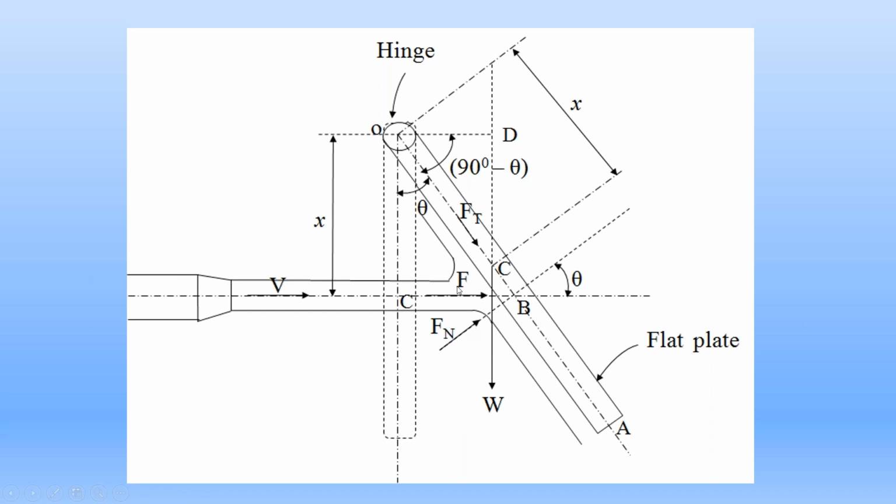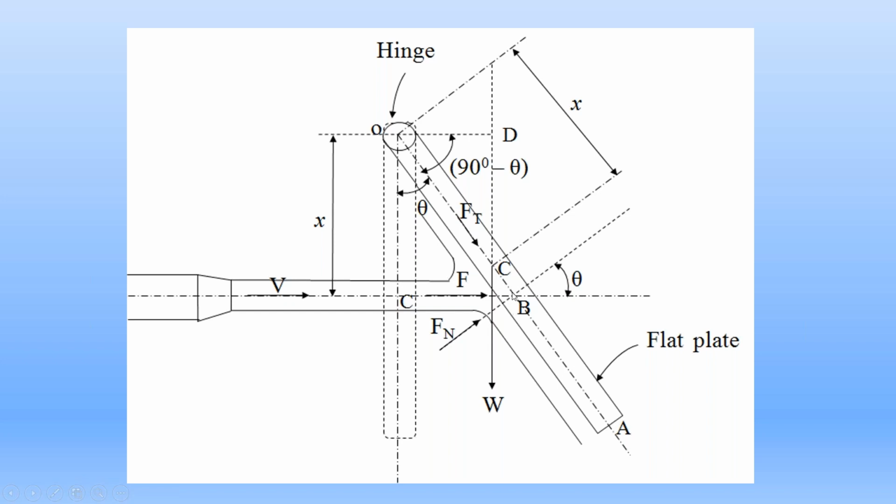Resolve this force F acting on the metal plate into two components. One component is perpendicular to the surface of the metal plate, along this normal direction. Take that component as Fn. The next component is along the axis of the metal plate, that is the tangential component.